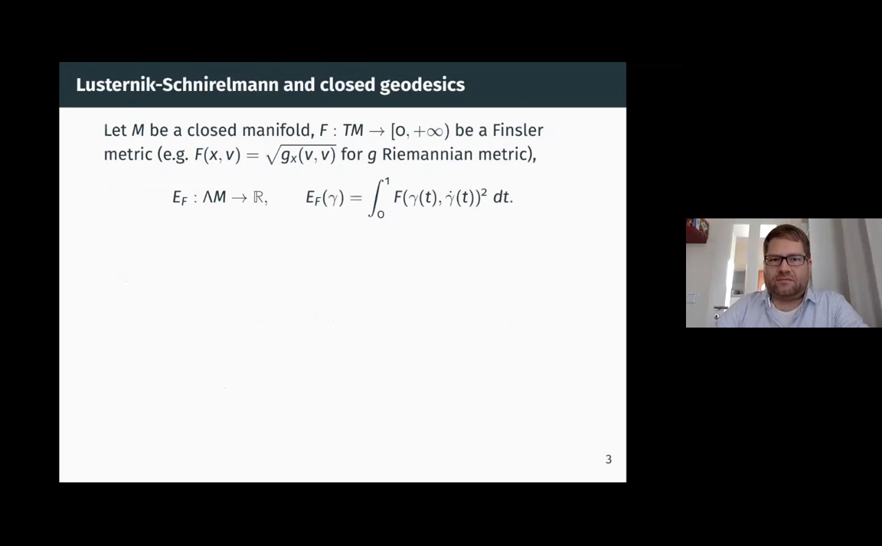So a very naive question is now if we can tackle closed geodesics with Lusternik-Schnirelmann theory, with this immediate approach of Lusternik-Schnirelmann theory. And I will explain this for a tiny bit.